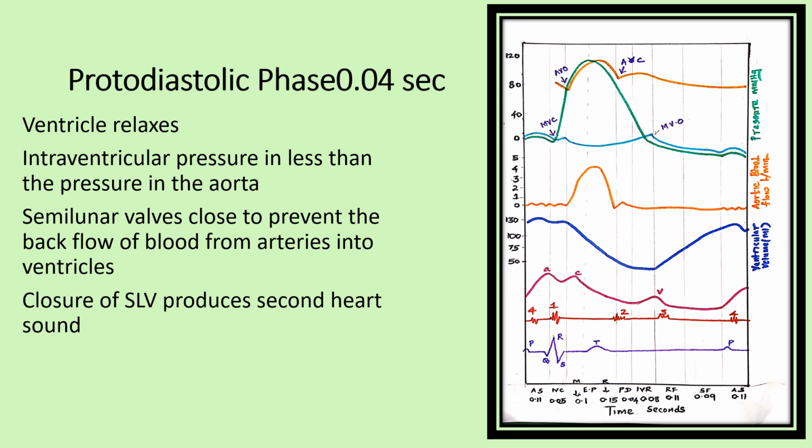The protodiastole is the transition period between the ventricular systole and ventricular diastole, and is 0.04 seconds. During this protodiastole, the ventricle relaxes. Intraventricular pressure is less than the aortic pressure. Semilunar valves are closed, the aortic valve is closed, to prevent the backflow of blood from the arteries into the ventricle. Closure of the semilunar valves produces the second heart sound during the protodiastolic period.